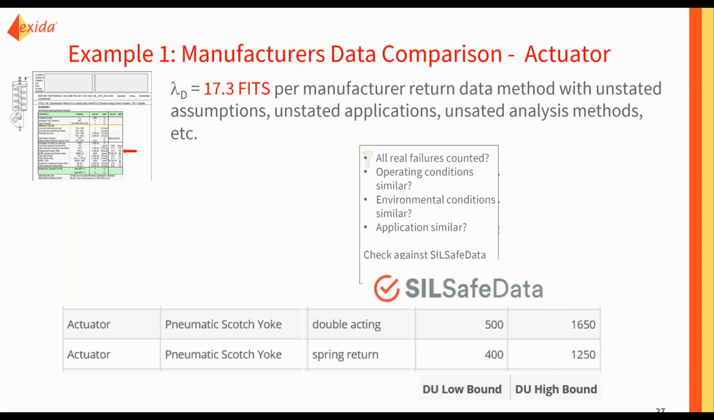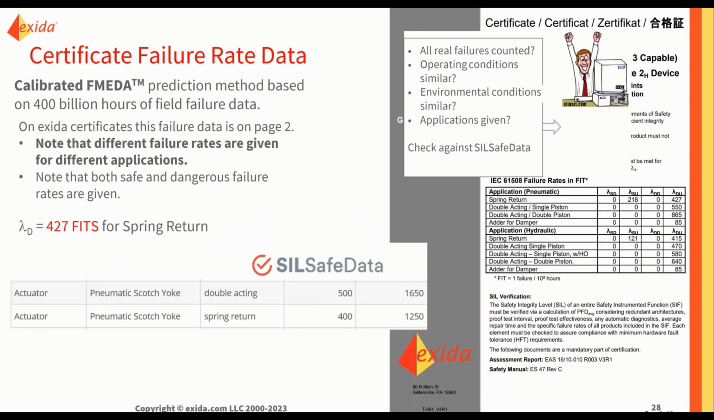It appears clearly as if all real failures were not counted, but we just don't know. It appears as if operating conditions, we don't know anything about them. The only thing we know about the application environment is pneumatic or hydraulic. No, they don't even give us different numbers for pneumatic versus hydraulic. We checked it against SIL-safe data and discovered that is so far from being credible. Please don't even think about using that kind of a number.